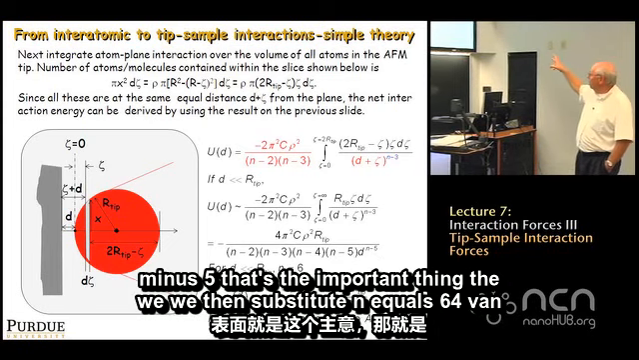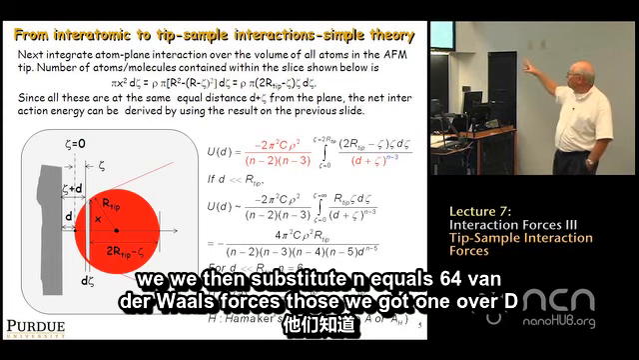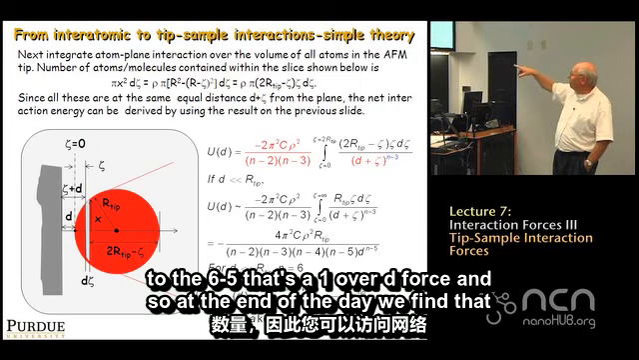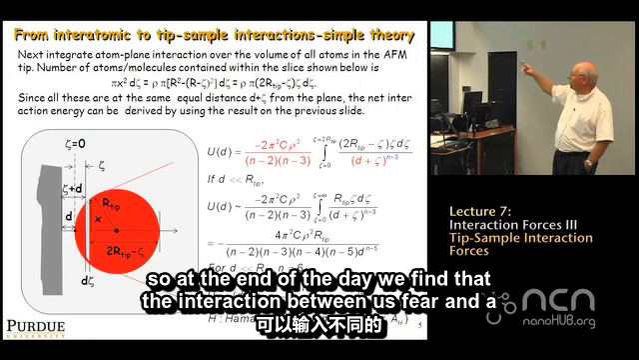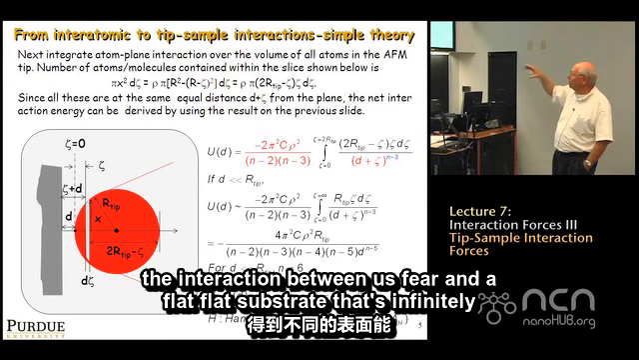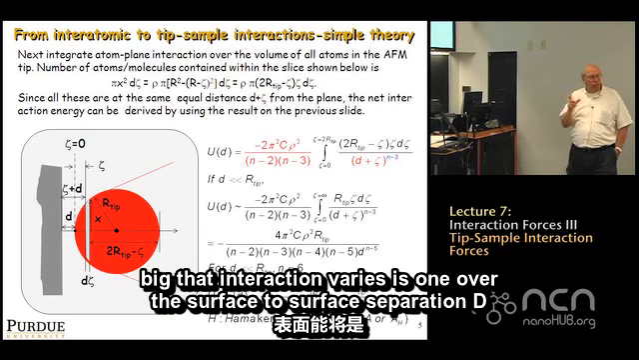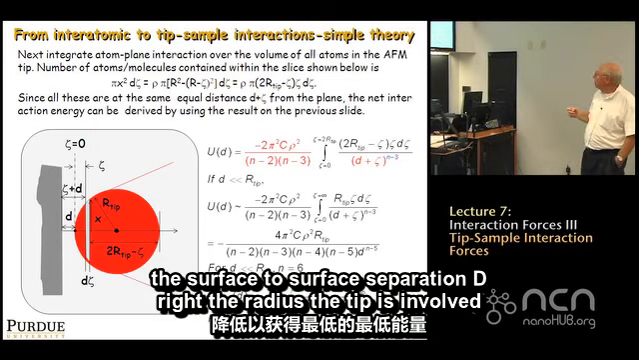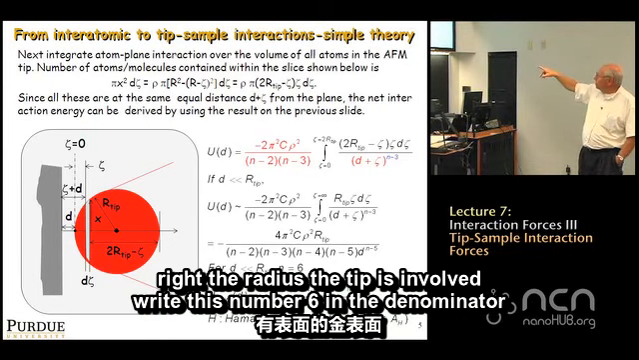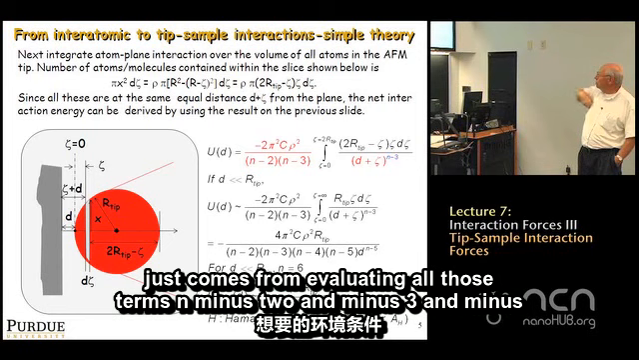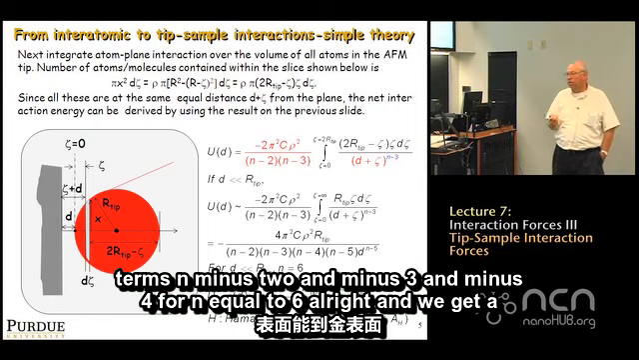We then substitute n equals 6 for van der Waals forces, so we get 1 over d to the 6 minus 5, that's a 1 over d force. And so at the end of the day, we find that the interaction between a sphere and an infinitely big flat substrate varies as 1 over the surface-to-surface separation d, right? The radius of the tip is involved, right? This number 6 in the denominator just comes from evaluating all those terms, n minus 2, n minus 3, n minus 4 for n equal to 6, right?